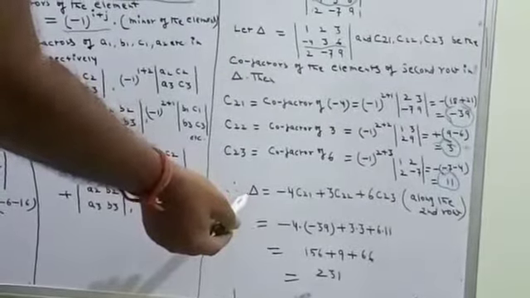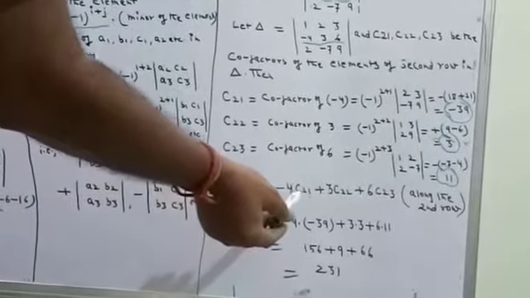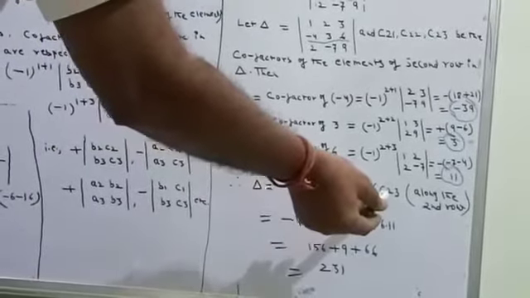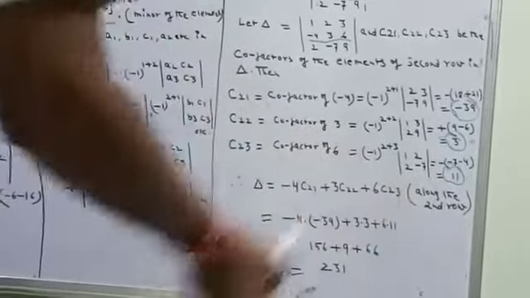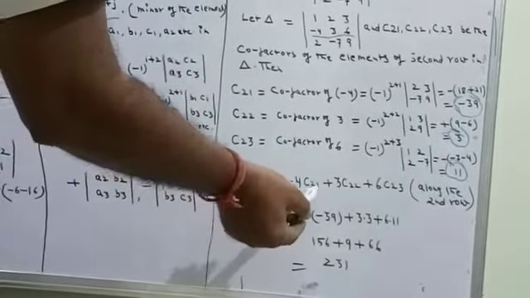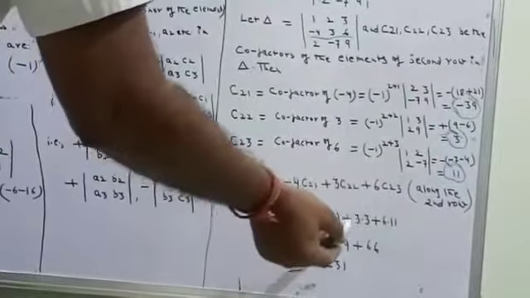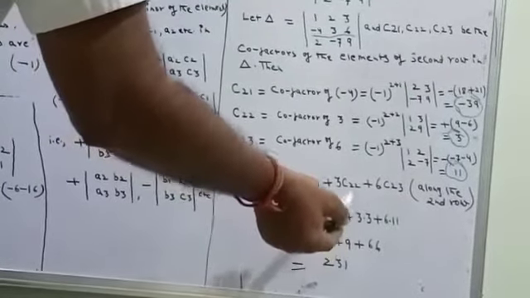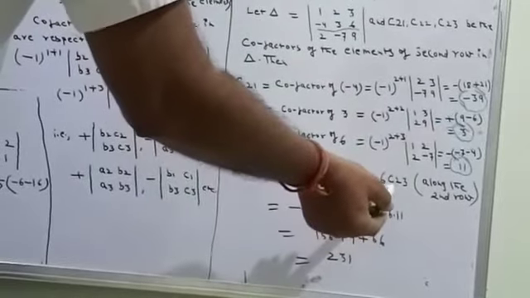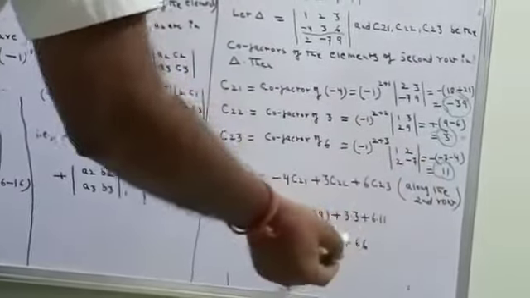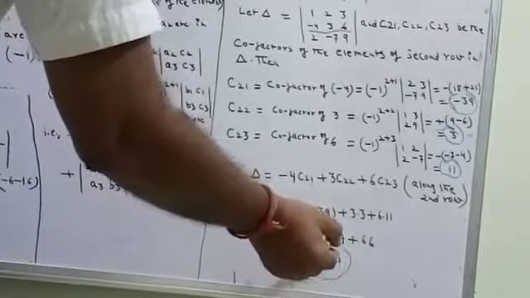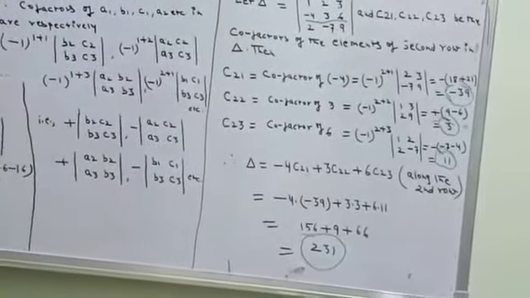Now delta equals minus 4 C21 plus 3 C22 plus 6 C23. Now minus 4 into C21, minus 39, plus 3 into C22, 3, plus 6 into C23, 11, and after solving we get the value of determinant is 231. That's all.